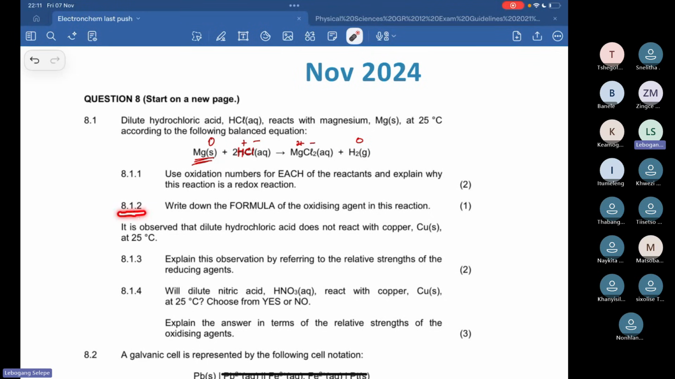Then you go to 8.1.2: write down the formula of the oxidizing agent in this reaction. So the oxidizing agent is the one that has been reduced. Which one has been reduced? H plus was reduced. So we're going to say H plus is the one that is reduced, right?